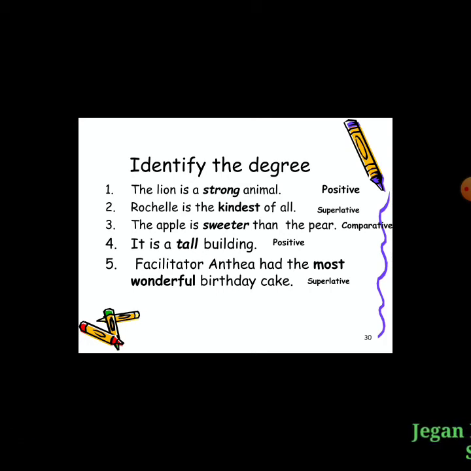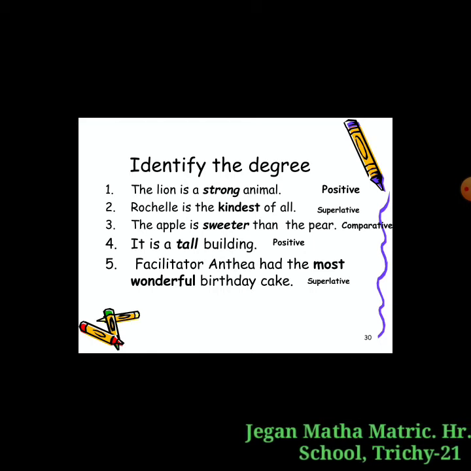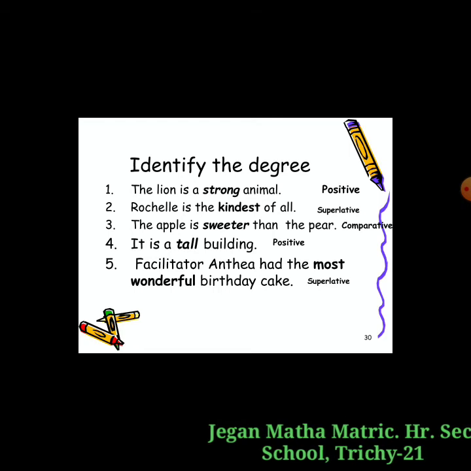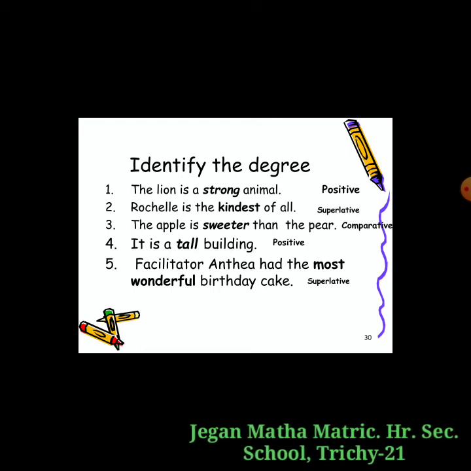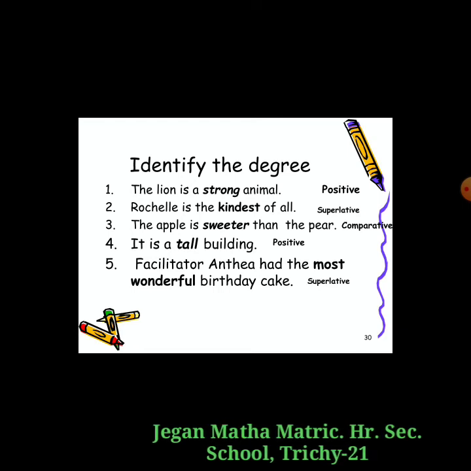So next, comparative to positive, how will you change? Chennai is not hotter than Trichy. Not hotter, so now we want to change to positive degree. Trichy is as hot as Chennai. Next, one more example. Gold is heavier than iron, comparative degree. So now we want to change here to positive. Iron is not so heavy as gold. What is the adjective? Heavy, heavier. Heavy, that is positive, heavier, comparative.